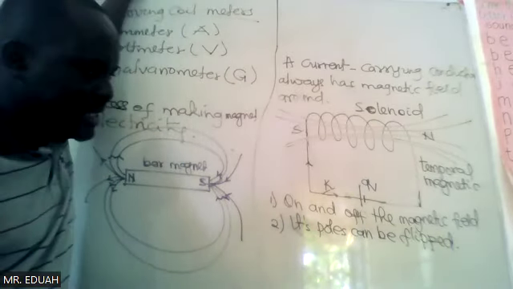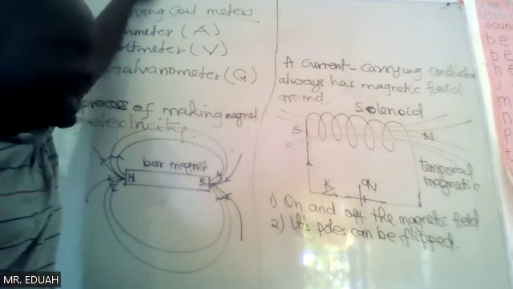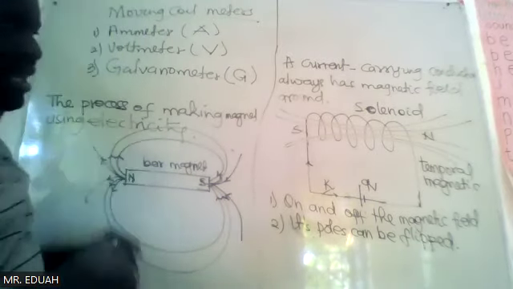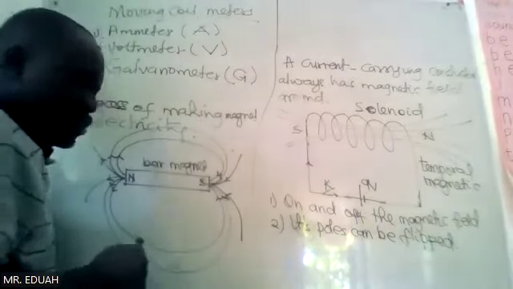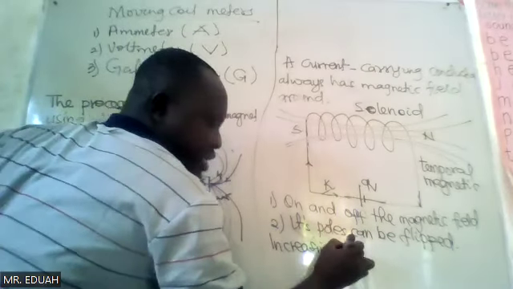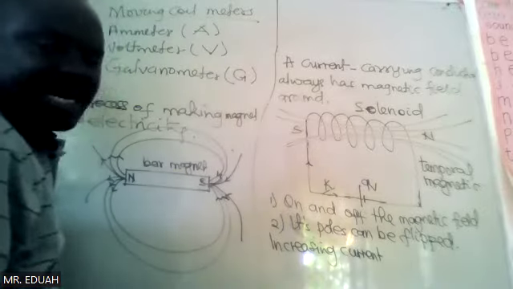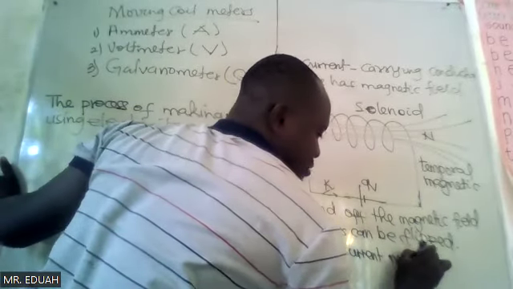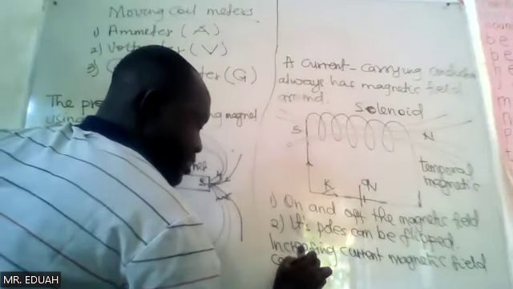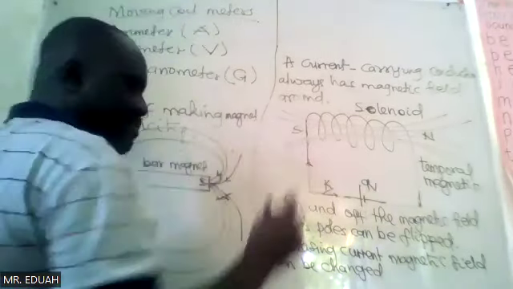So when you increase the EMF, you increase the current flowing through it, and the magnetic field around can also change. Another way of changing the magnetic field is to increase the number of coils. So one, by increasing current, the magnetic field can also increase. Two, by increasing the number of coils.